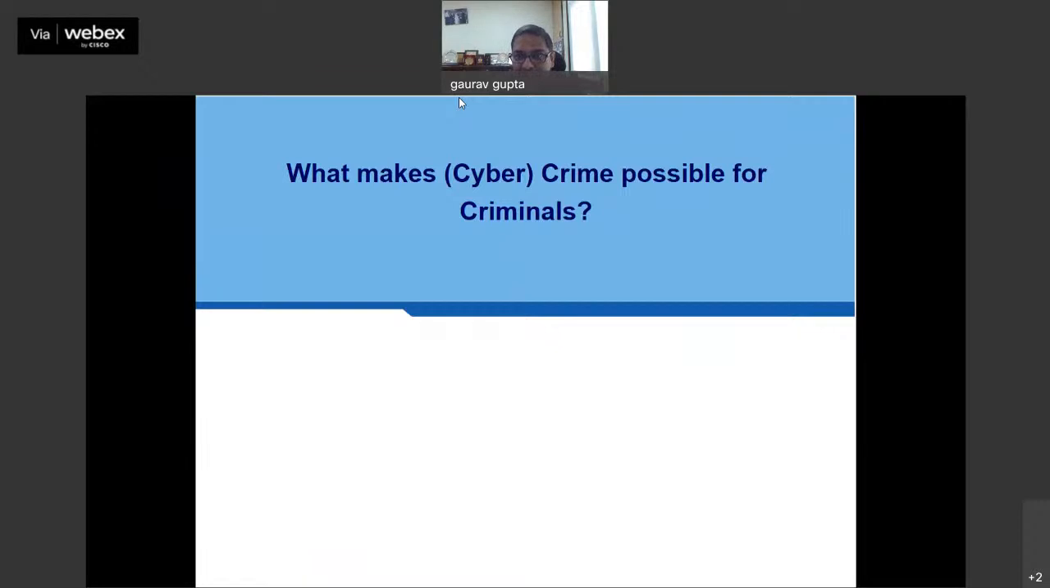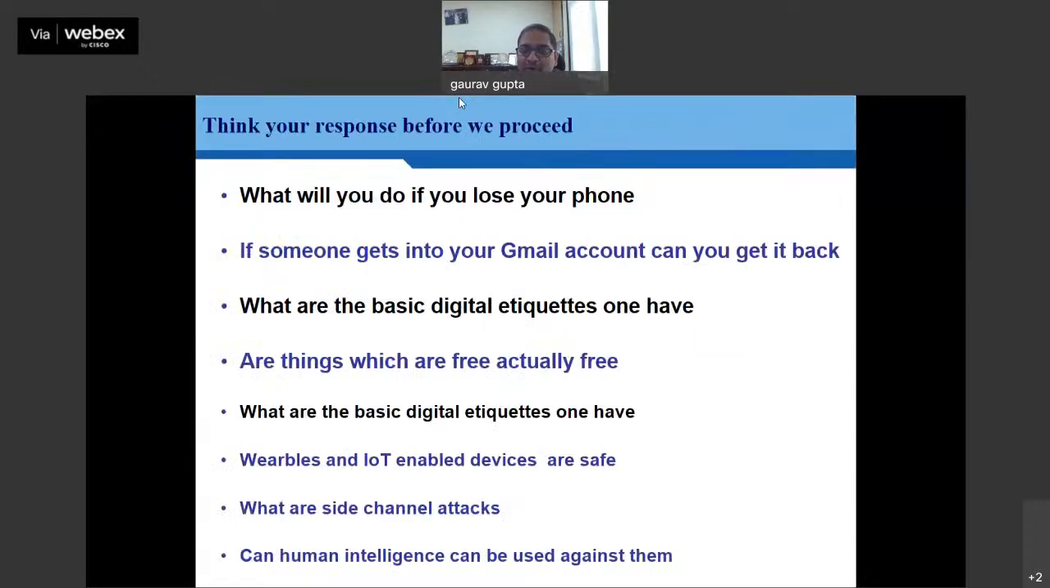Side channel attacks. People think, what are side channel attacks? Some people may or may not know. A side channel attack is basically when you are leaking information indirectly. For example, let's say you receive an email from your landlord. If I'm sitting with you, I can tell that the landlord is asking for rent without even reading the email, right?